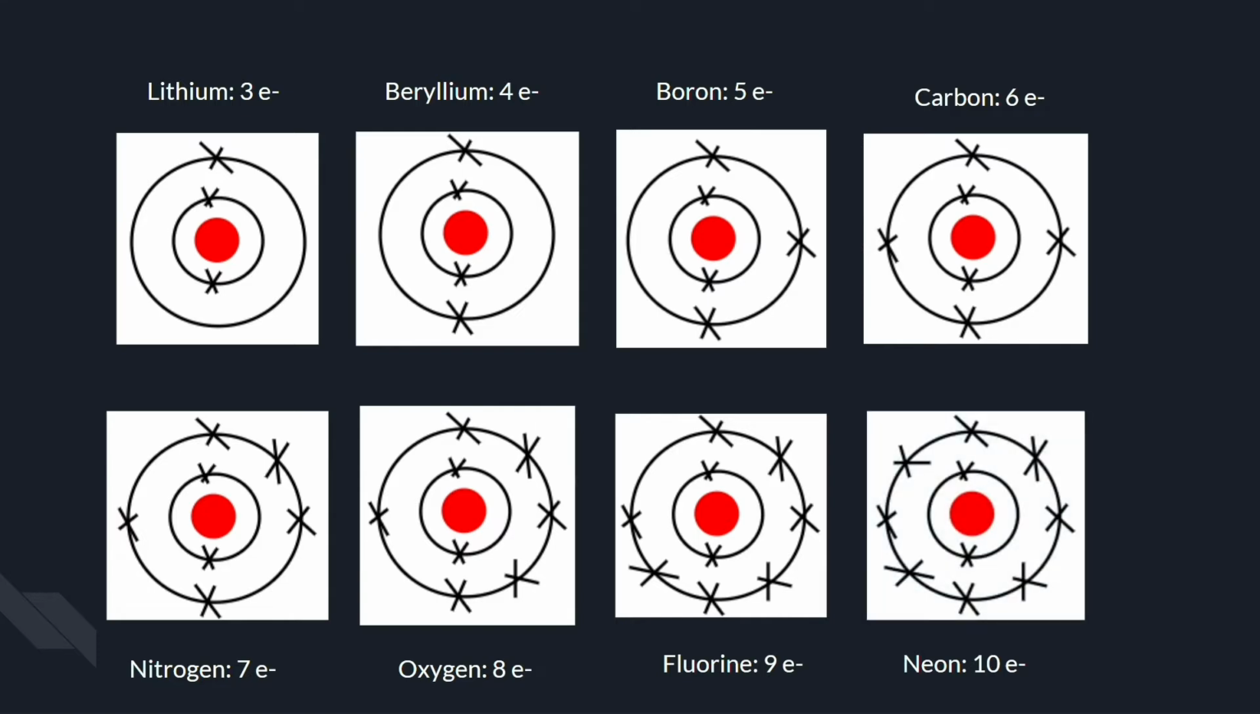And neon, we have a full outer shell of 8, because remember, neon is a noble gas. So noble gases always have a full electron configuration, which means the outer shell is always filled. So once we look at this, can you see a pattern now? Electrons tend to increase across the period.